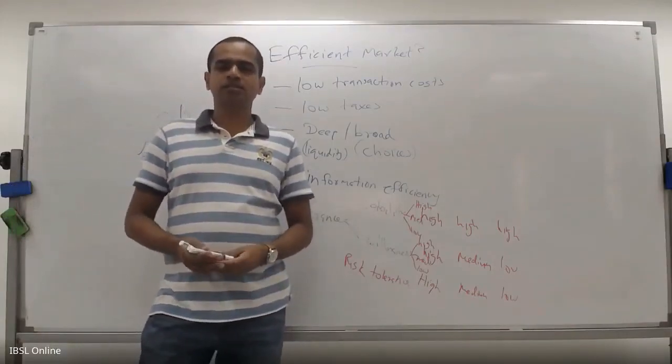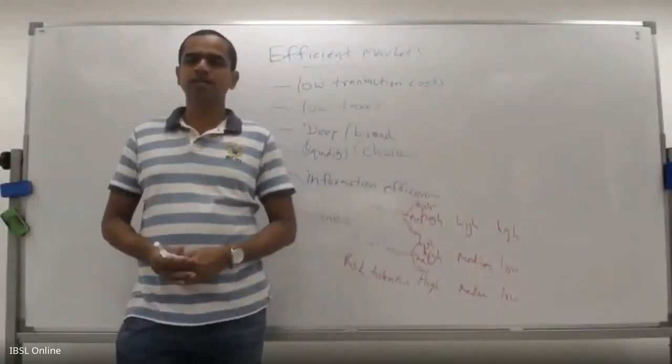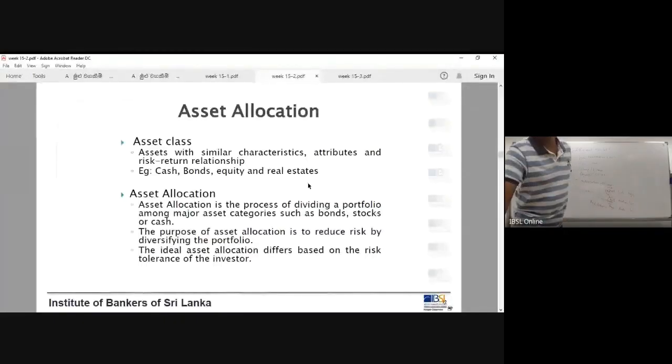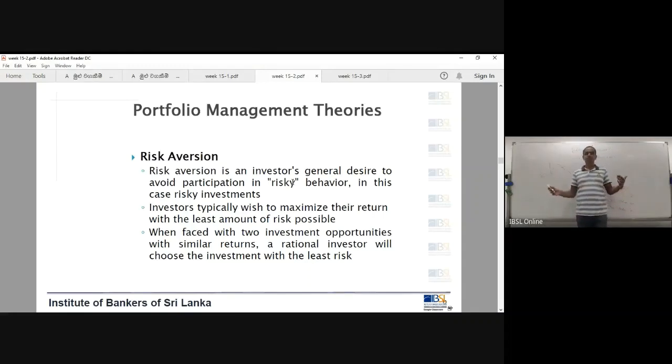The purpose of asset allocation is to reduce risk by diversifying the portfolio. The ideal asset allocation differs based on the risk tolerance of the investor. Risk aversion is an investor's general desire to avoid participation in risky behavior, in this case, risky investments. Like what we discussed at the beginning, for a given amount of return, you go for the low risk, or for a given amount of risk, you seek the highest return. That's called risk aversion. It's not avoiding risk. It's about maximizing the efficiency of risk.